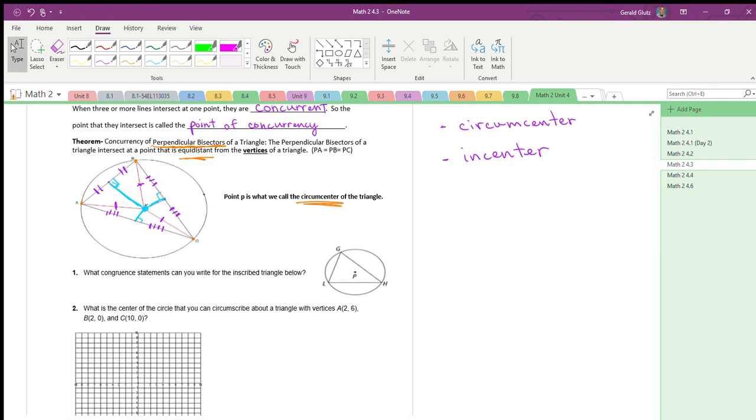So example one: what congruent statements can you write for the inscribed triangle below? Well, this is a circumscribed circle around the triangle. Point P is the circumcenter. So if we took our little perpendicular bisectors, that's where point P would meet.